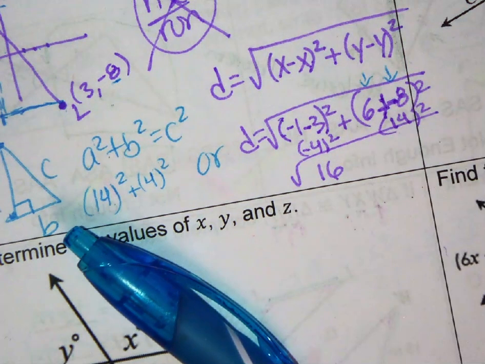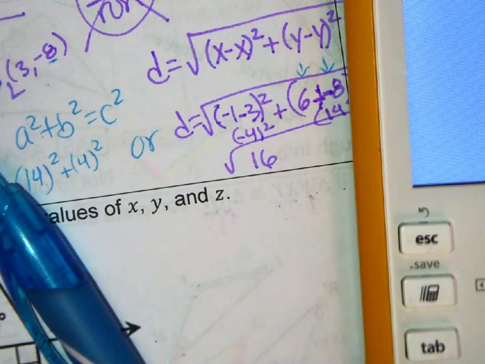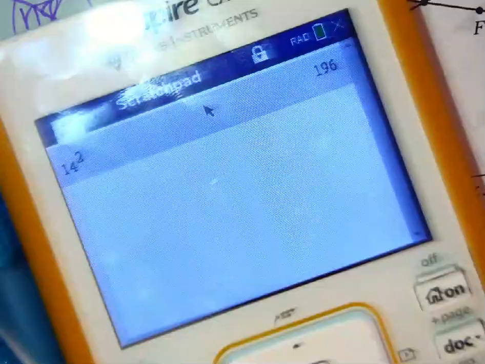And that is, I believe, 286. Let me check. 14 squared is 196.